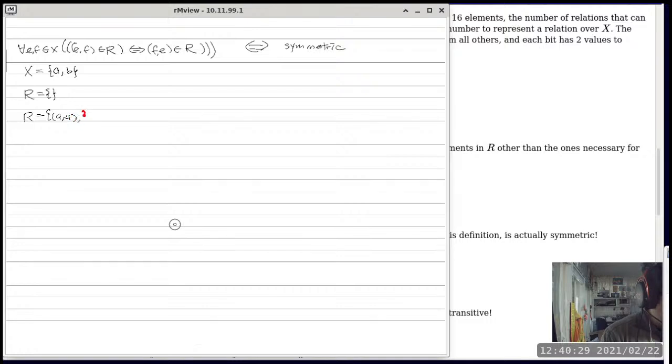So we got A, A and B, B this time. And you guys go like, oh, we know this one is reflexive. Yes, it is reflexive. R is reflexive in this case. But the question is not whether it's reflexive or not. The question is whether it is symmetric or not. So what do you guys think? Yes, it is. So this is symmetric, and so is this.